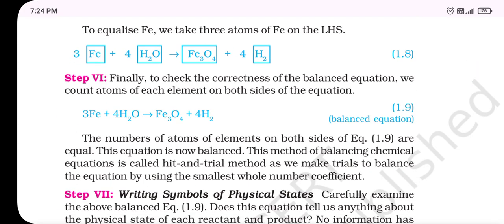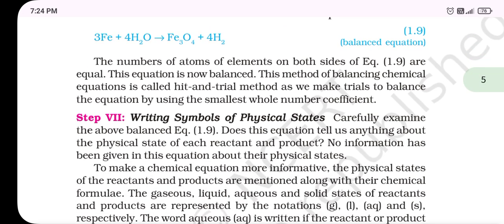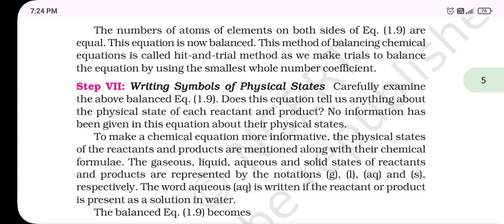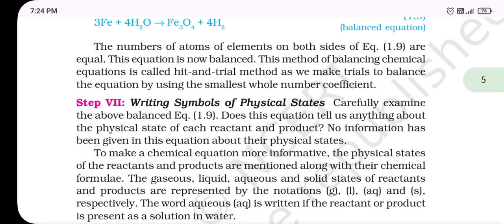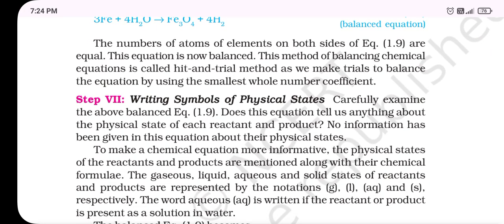That's a good thing. Then it becomes a balanced equation. This is not partially balanced; this is totally, fully balanced. So that's what we call a balanced equation. The numbers of atoms of elements on both sides of equation 1.9 are equal. This equation is now balanced. Yes, this equation is now balanced.